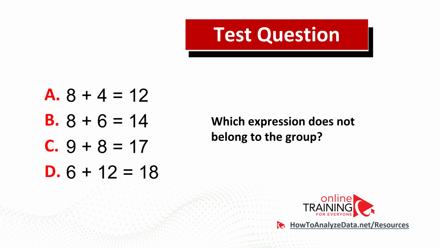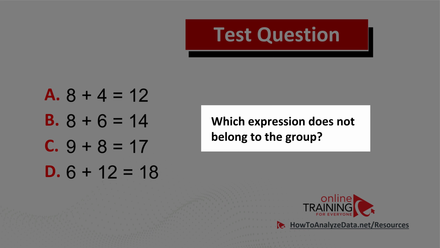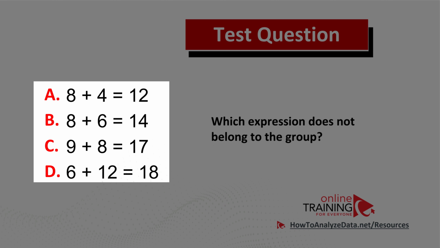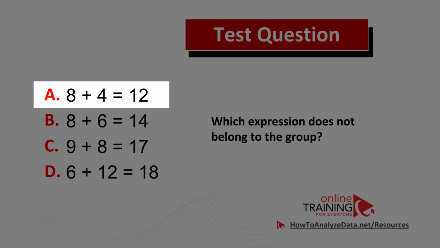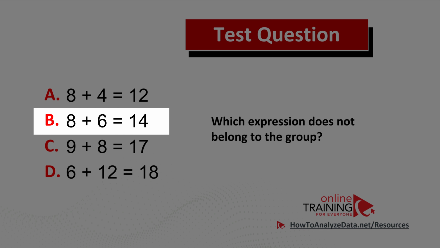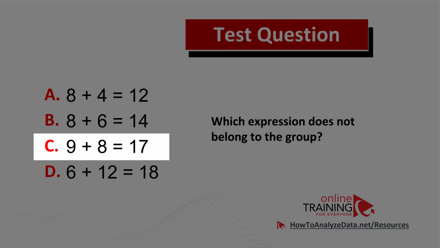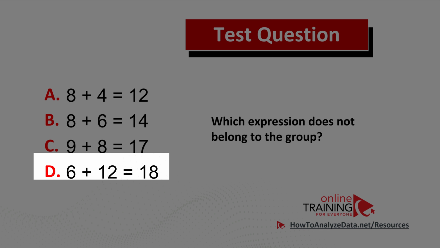Are you ready for this challenging problem? Let's look at the very interesting and tricky question you might frequently see on the test. Which expression does not belong to the group? And you have 4 different expressions. Choice A, 8 plus 4 equals 12. Choice B, 8 plus 6 equals 14. Choice C, 9 plus 8 equals 17. And choice D, 6 plus 12 equals 18.